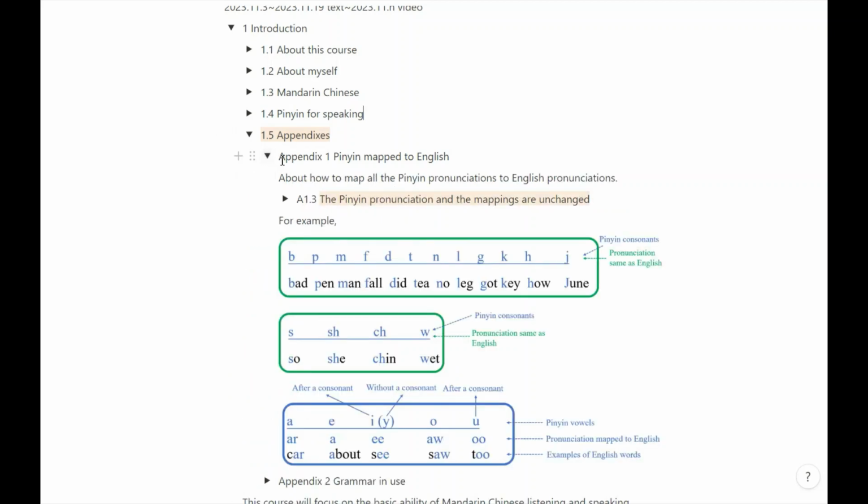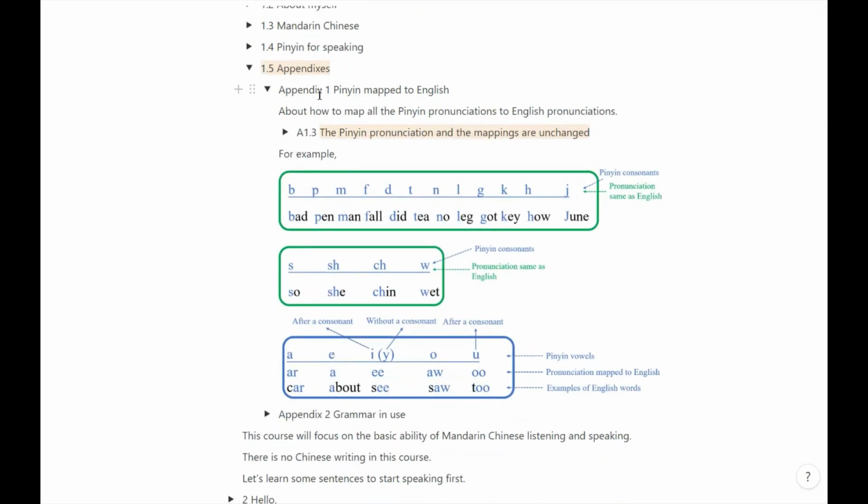1.5 Appendixes. I have added two appendixes at the end of this course to help you understand pinyin and grammar better. Appendix 1 is about pinyin mapped to English. Appendix 2 is about grammar in use. So in Appendix 1, it's about how to map all the pinyin pronunciations to English pronunciations.